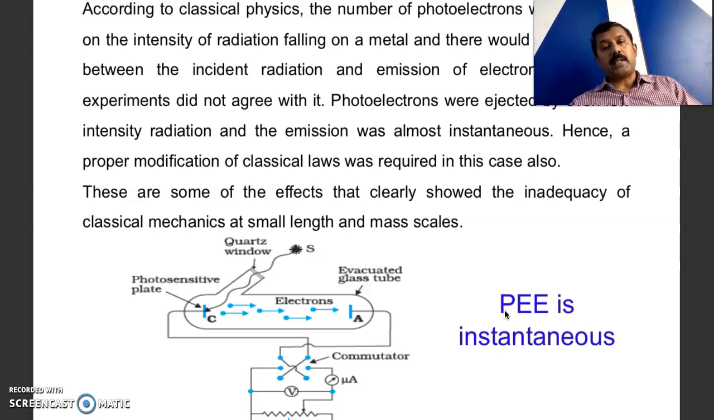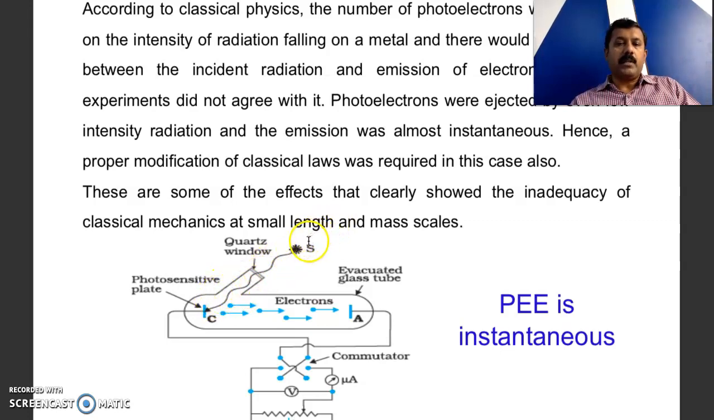But the first direct experimental evidence for the particle nature of light came from the photoelectric effect. Photoelectric effect is a phenomenon in which, if you allow light on certain photosensitive metals, there will be emission of electrons, and these emitted electrons are photoelectrons. And this is the experimental arrangement to study the photoelectric effect. So you have a quartz tube which allows the ultraviolet radiation.